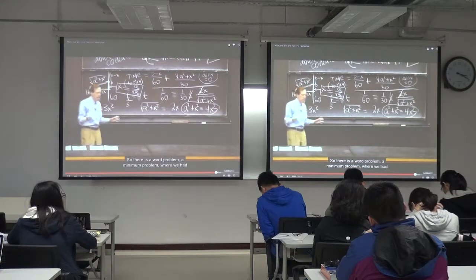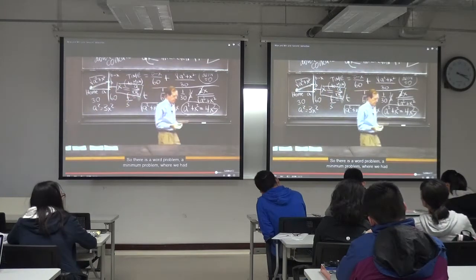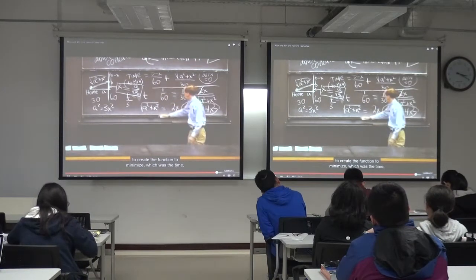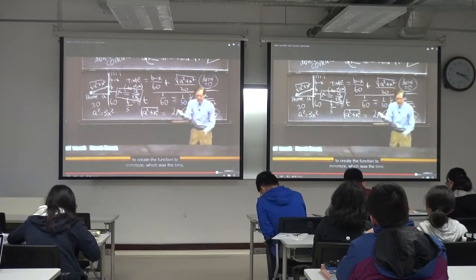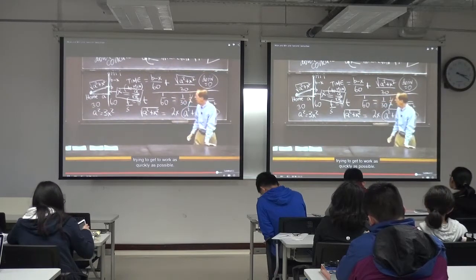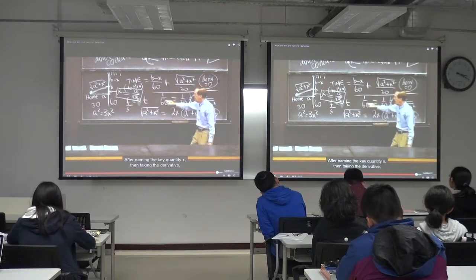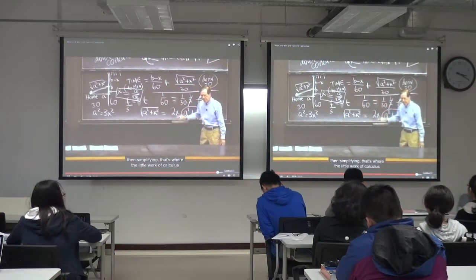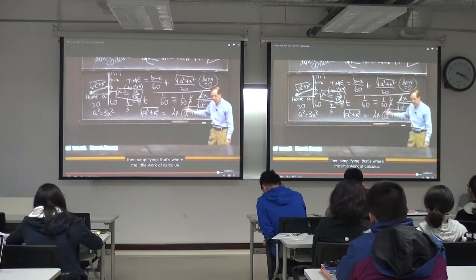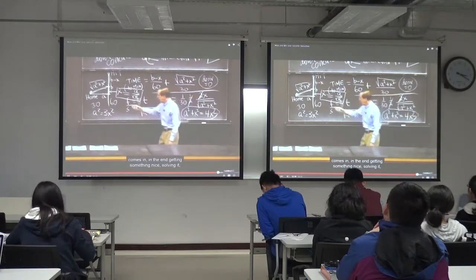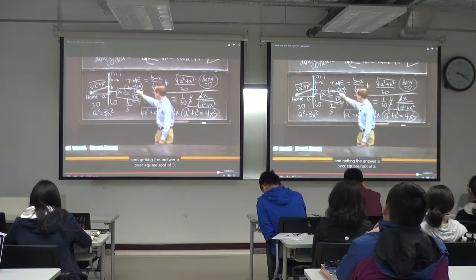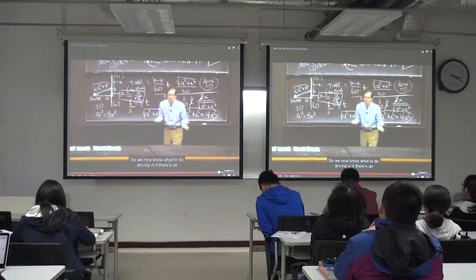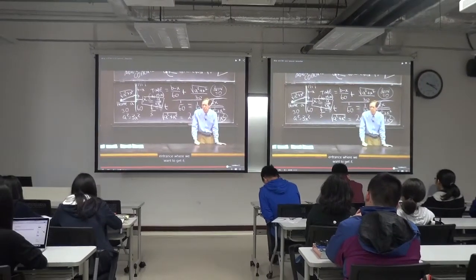So there is a word problem, a minimum problem, where we had to create the function to minimize, which was the time, trying to get to work as quickly as possible, after naming the key quantity x, then taking the derivative, then simplifying, and that's where the little work of calculus comes in, in the end getting something nice, solving it, and getting the answer a over square root of 3. So we now know what to do when driving in.